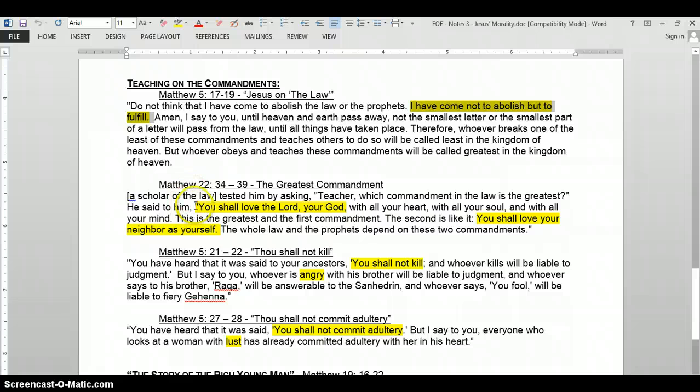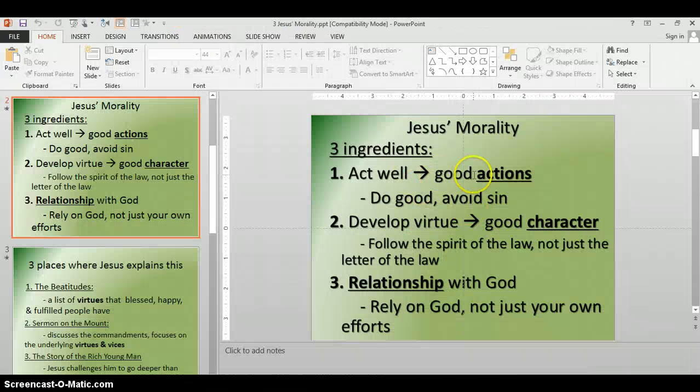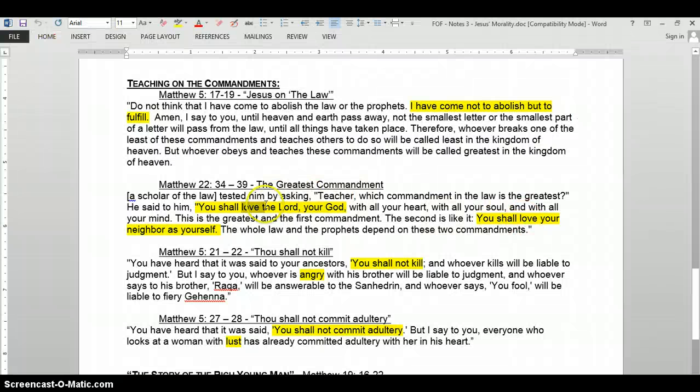character. When they ask him what is the greatest commandment, okay, he doesn't list one of the 10 commandments. He says, you shall love. Okay, again, he's starting with an action, and then he focuses on character, a virtue. Okay, but also notice what he says here.